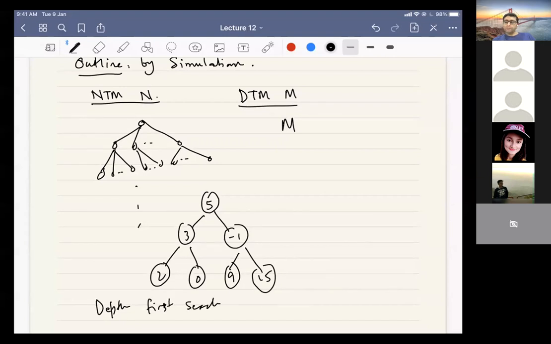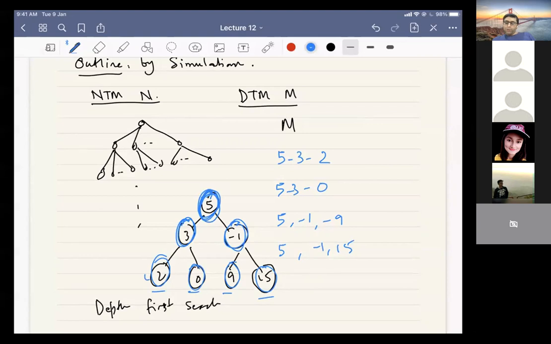What would you do? You would traverse here, then here, right? Then maybe this one, and this one. Then maybe this one, and this one, and so on, right? So you will have multiple paths. One possible path is 5, 3, 2. The other possible path is 5, 3, 0. The other path is 5, -1, 9. Then the other possible path is 5, -1, 15, right? So these are the four possible paths. Why four possible paths? Because there are four leaves. So for each leaf, we would have a path, right?